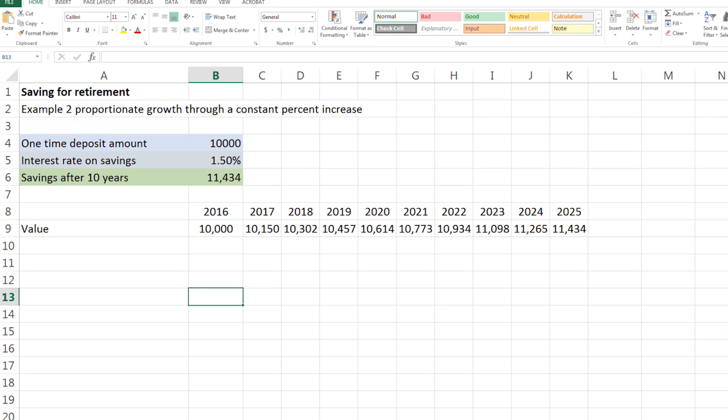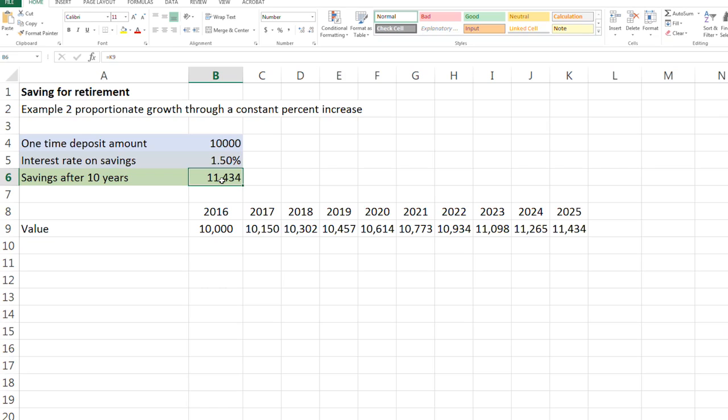This second model is an example of proportionate growth. That type of growth is a constant percent increase from one period to the next instead of a constant amount. In this example, I added an assumption cell here in cell B5 with an interest rate that we hope to receive for our deposit. It's currently set at 1.5%. As you can see in cell C9, I edited the formula for the value of our deposits to allow for that 1.5% rate compounding over each year of the 10-year horizon.